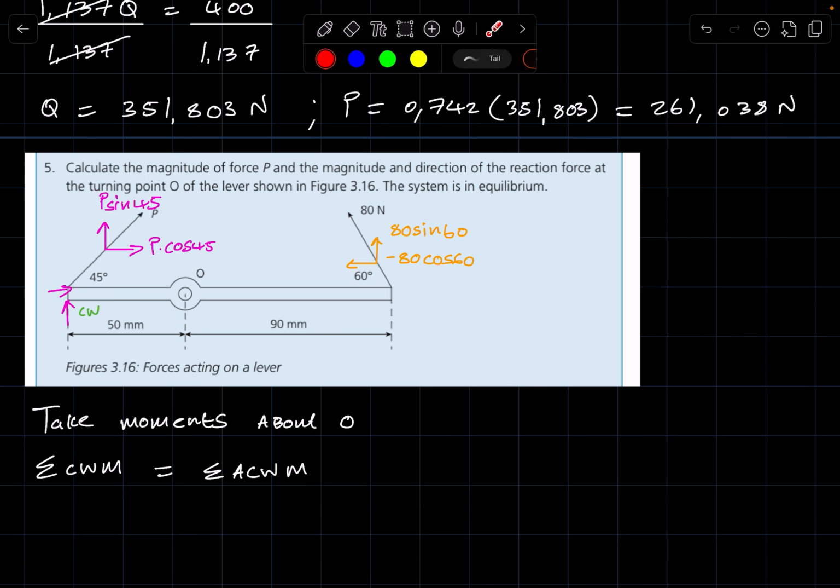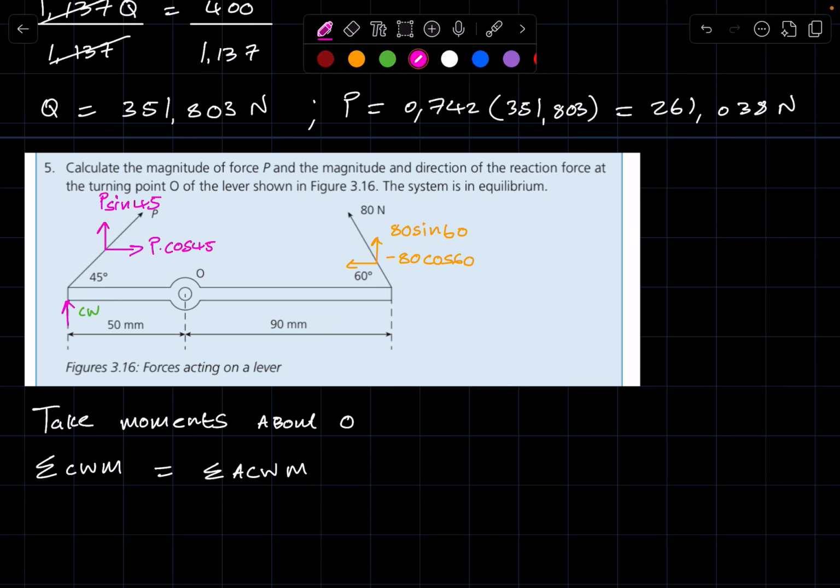Now, because we are taking moments about O, every force that is parallel with the line of action of point O is essentially going to be neglected. So all forces that are parallel with this line of action, meaning all horizontal forces, won't have an applicable turning effect towards point O. So this we can ignore.